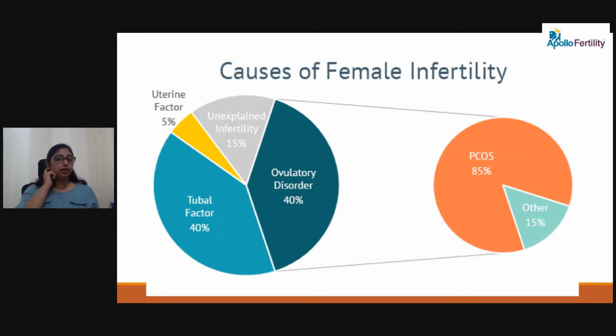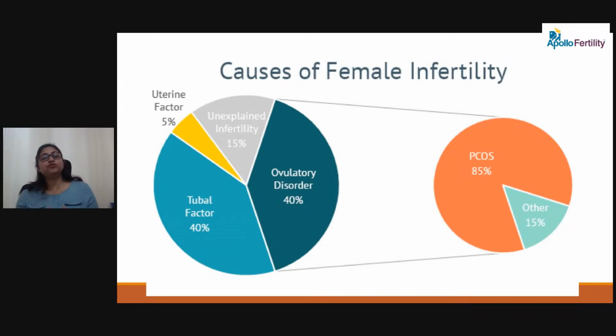So in reproductive life, female infertility is caused because of ovulatory factors. That means ovulation doesn't happen, that means eggs are not released. It happens in 40% of the women in whom a female factor has been identified as the cause of infertility. Some other 40% are tubal, where the tubes are blocked, in 5% of the women the uterus might be abnormal, and in 15% it is unexplained.